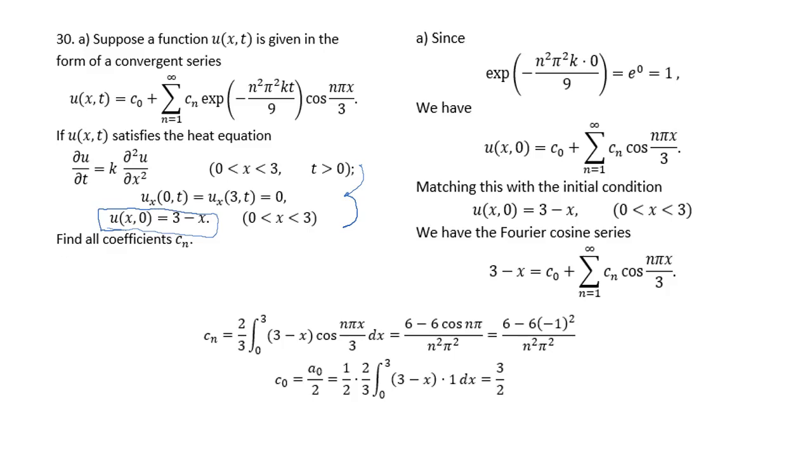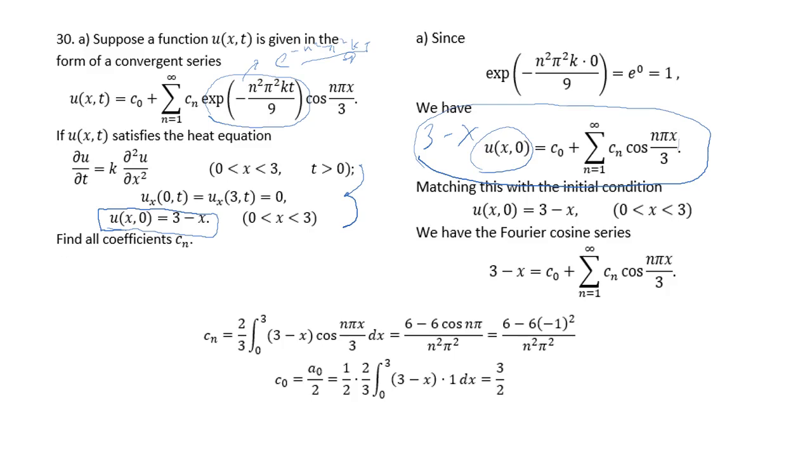If you plug in t equal to 0, then because e to the 0th power is 1, this means e to the -n² pi² kt over 9, that's what it means. And since you plug in t equal to 0, it leads to the 0th power, so this entire thing becomes 1, and you end up with just this. And because this is equal to 3 minus x, you see that what you need is, you have to do the cosine series. Okay, so you have to do the Fourier cosine series.